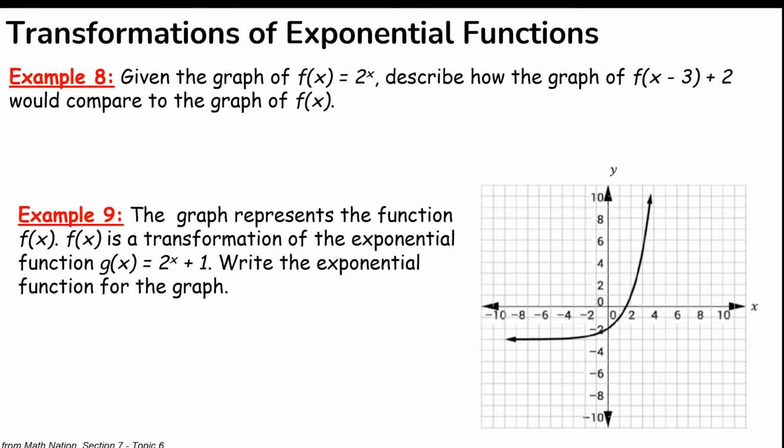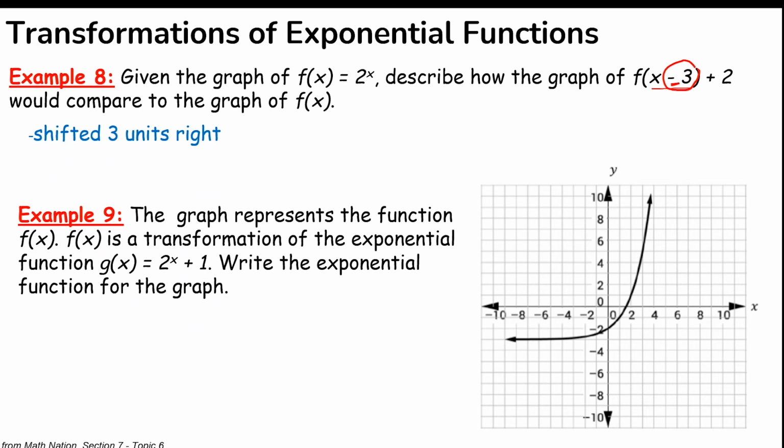All right, so let's take a look at example 8 here. It says, given a graph of f of x is equal to 2 to the x power, describe the graph of f of x minus 3 plus 2, how that would compare to the graph of f of x. So inside the parentheses here we have a minus 3. Since that's inside the parentheses, that would be a horizontal shift, left or right. Since this is a minus, it would be shifted to the right 3 units.